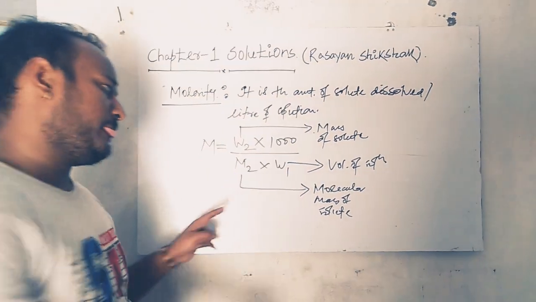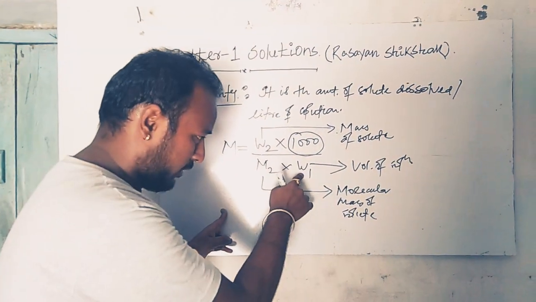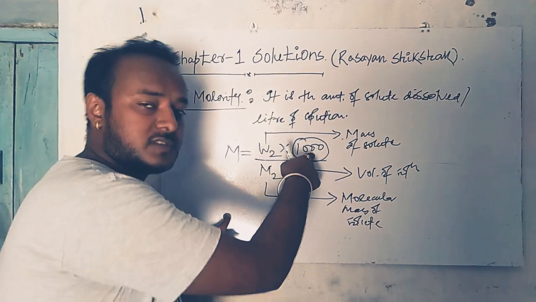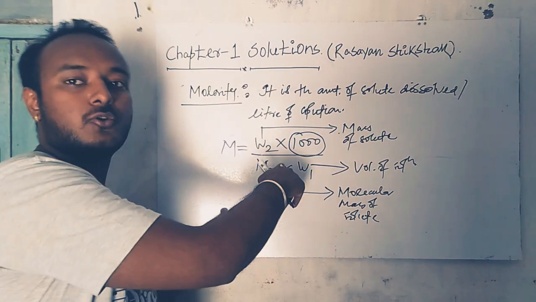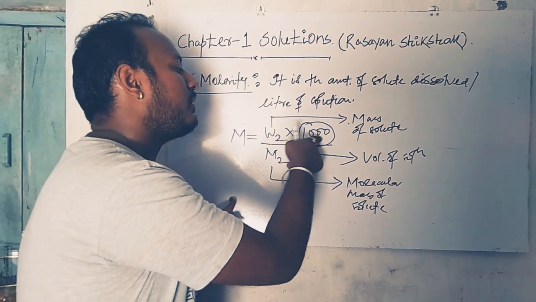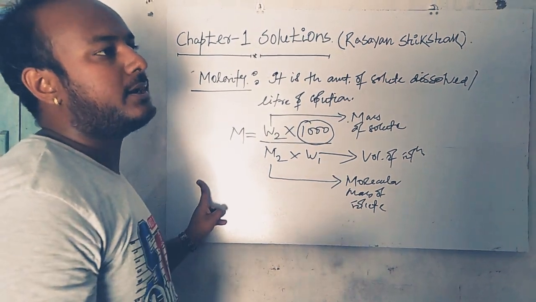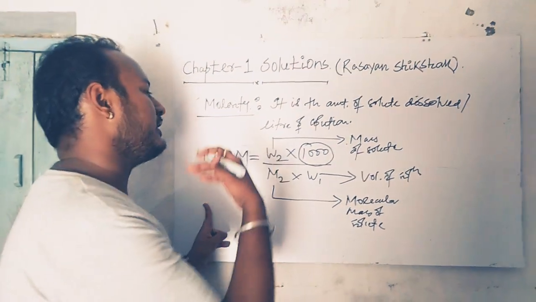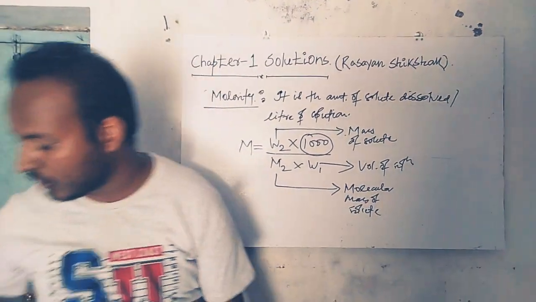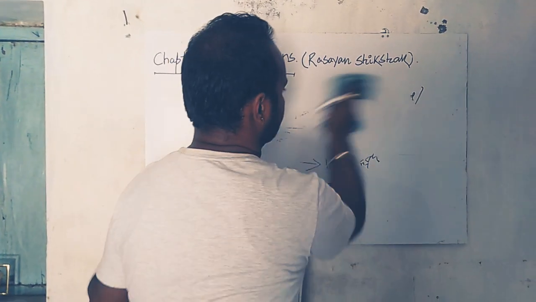Remember students, you need not use this 1000 always. Only when the volume of solution is given in ml, then you have to use this 1000 to convert the ml to liters. But if it is already given in liters, then you need not use this 1000. This is already studied in molarity, so we will not go so deep for this topic. Let us proceed to a new topic, that is called normality.